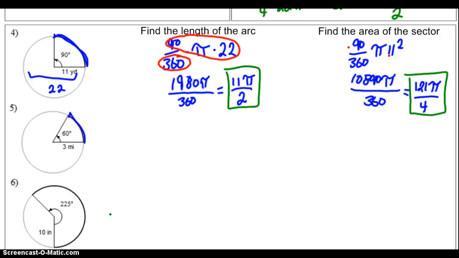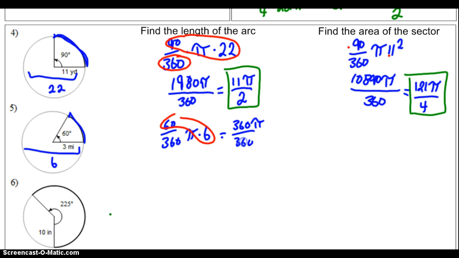So, to start, we write the circumference, which would be pi times 6, because the diameter here would be 6. But we don't want the entire circumference. We just want 60 degrees of it. So I'll put 60 over 360. Now, if we multiply the top together, we get 360 pi over 360. And if we simplify that, we get just pi. So this length right here is just pi, or 3.14 miles long.